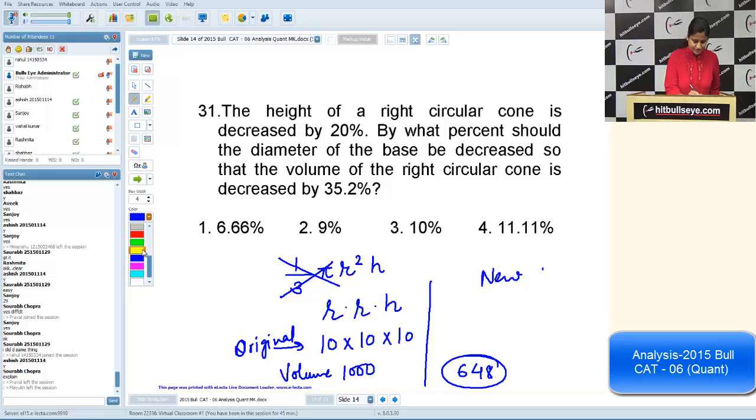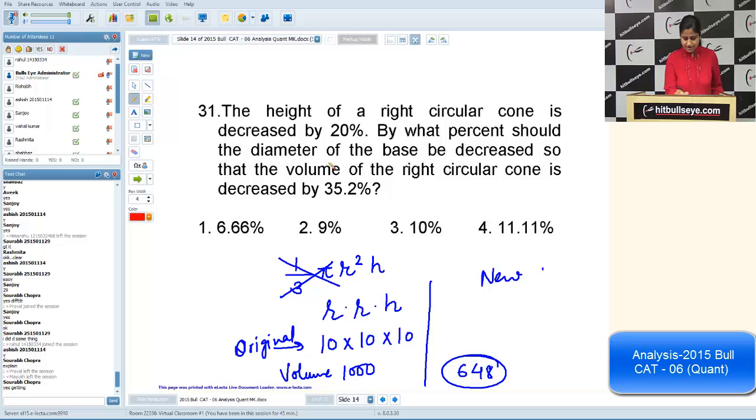Now what is the corresponding change you have made? It says height is decreased by 20%. Height I was considering as 10. You are making a decrease of 20%, which means it is becoming 8. So 8 into what is 648? That is 81. This 81 will be r square, so I can consider r to be 9. My original radius was 10 and the new radius is 9. So what is the change here? There is a decrease of 10%. Is it okay?